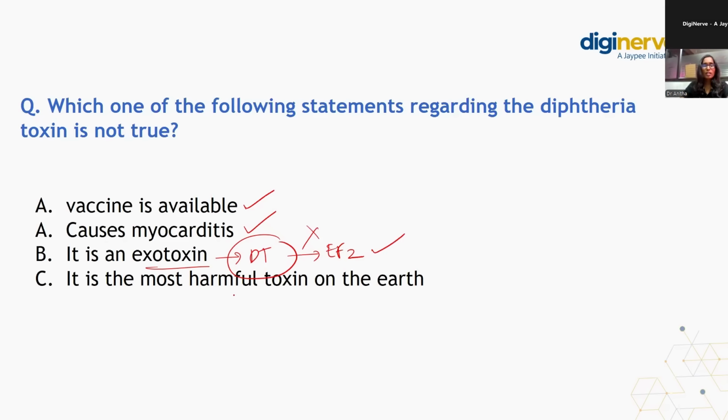Next, it is the most harmful toxin on earth. No. Here it is not the most powerful toxin. The most powerful toxin will be botulinum toxin. So this is the wrong answer. Okay. Moving to the next question.